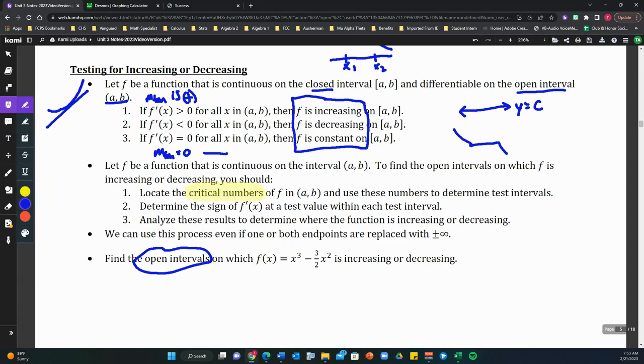So I actually really don't like that yellow. That's not very easy to see.